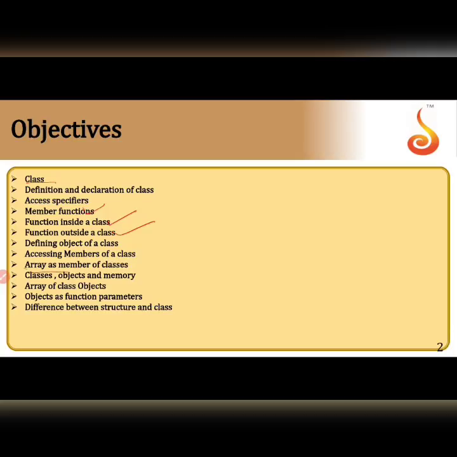We have already studied what is an array. So array as a part of the class, classes, objects and the memory allocated, array of class objects, and passing objects as function parameters. Till now we saw passing integer type in the last chapter. So we will study how we are going to pass an object as a parameter, and the difference between a structure and a class. By this we will be thorough with classes and objects.